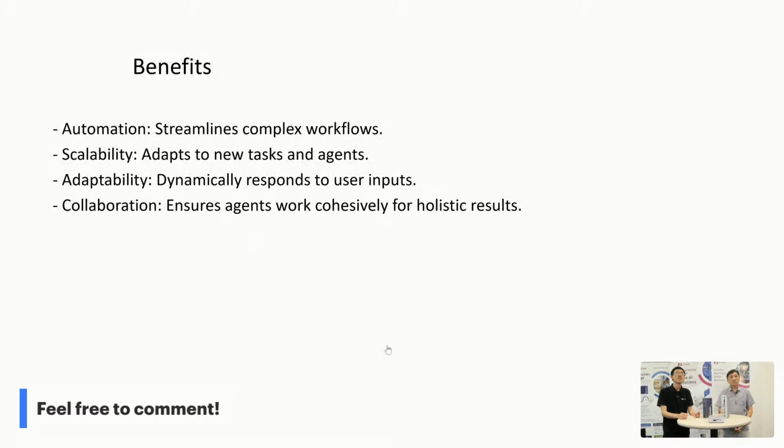Okay. So the benefits of using this kind of agentic AI system is the automation, so it can streamline very complex workflows. If using a single LLM, it's impossible to do this kind of job. The outcome produced by a single LLM is not as good as the agentic AI. And then the scalability. If you have new tasks, you just create another new AI agent and put it into the workflow. So we can easily adapt to the new task.